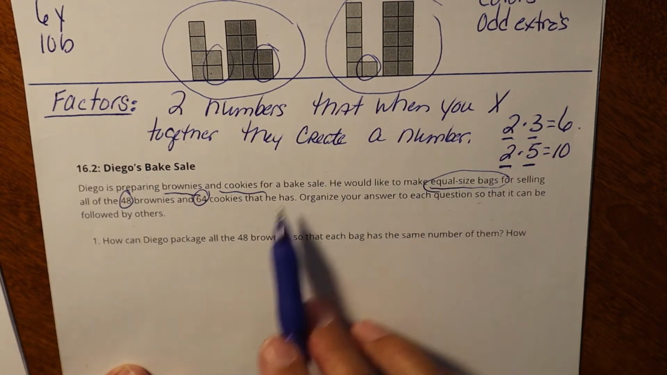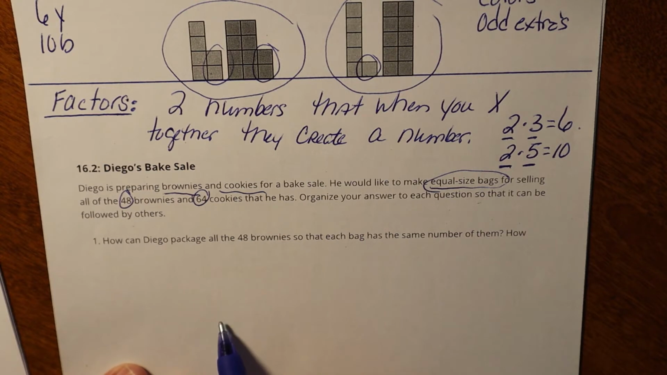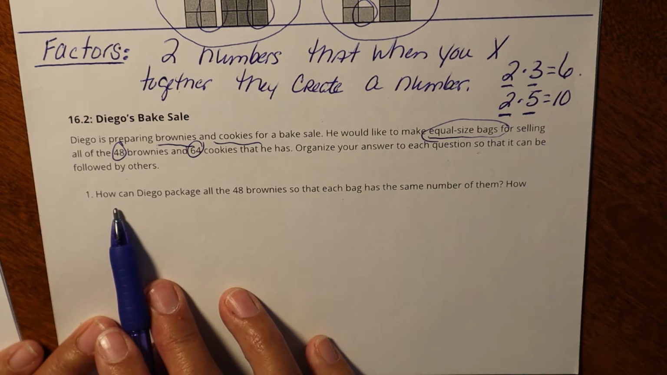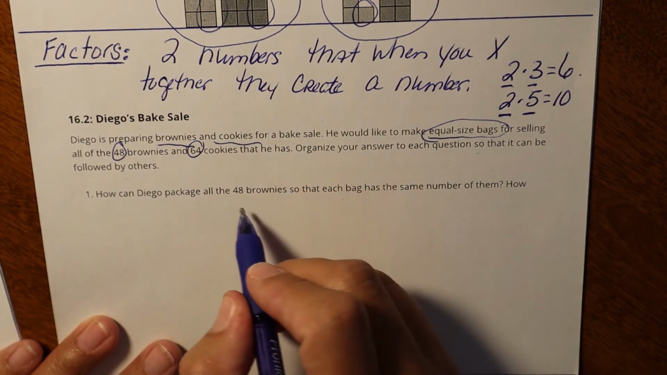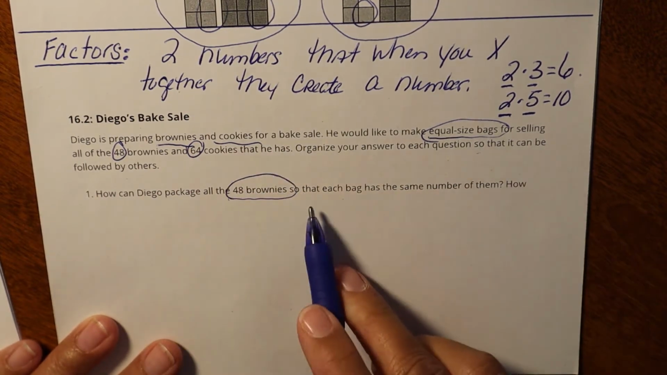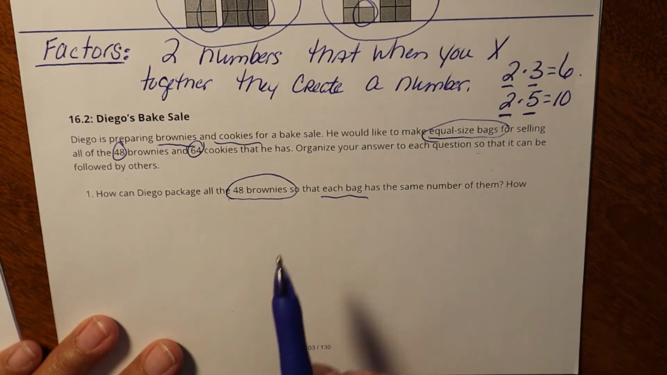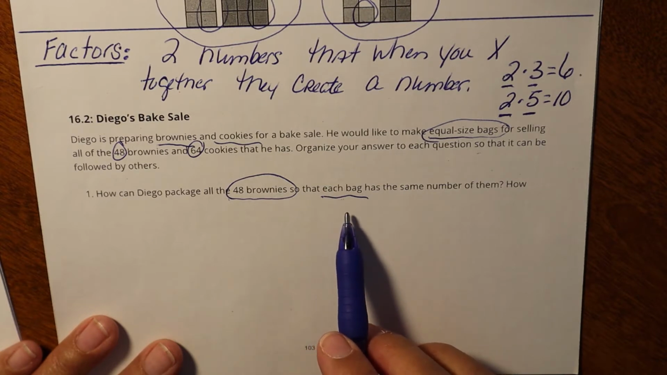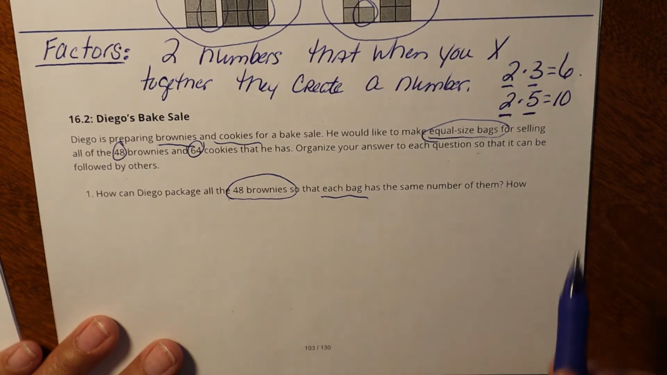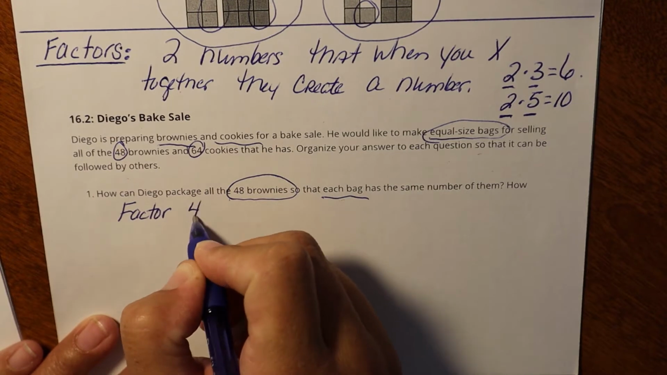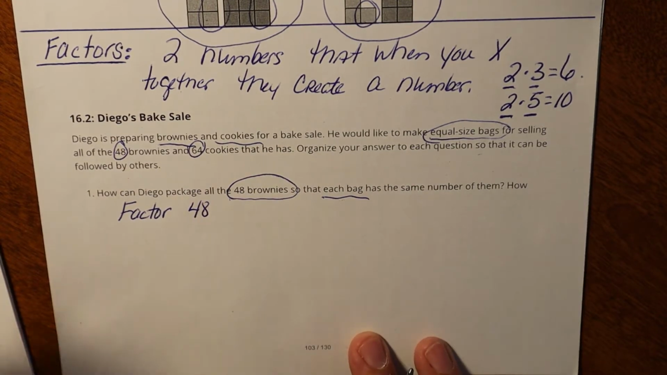So here's the main question, and I think we've got a couple of parts of this question that we have to figure out. The first one is asking us, how can Diego package all of the 48 brownies so that each bag has the same number? So right now we're going to focus on just the brownies. So if you're trying to find out how many brownies can go into bags, you're really going to find the factors of 48. So we want to factor the number 48. We want to find all the numbers, and when you multiply them together, they'll get to 48.